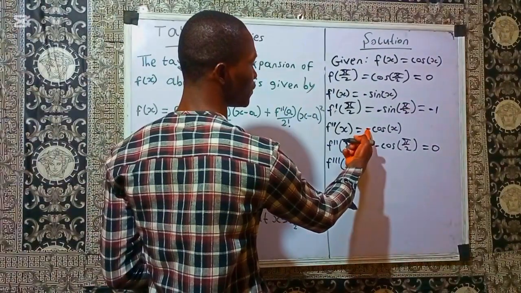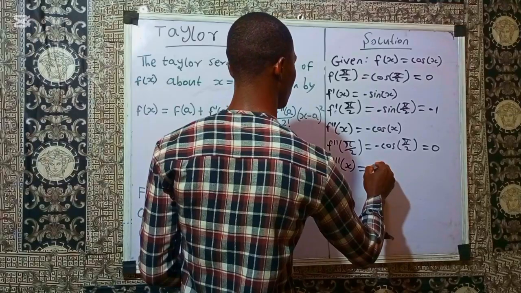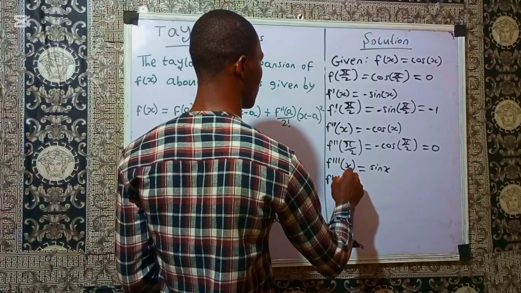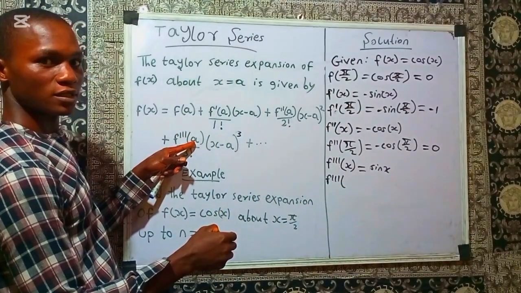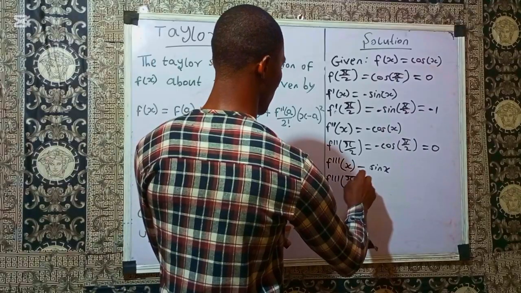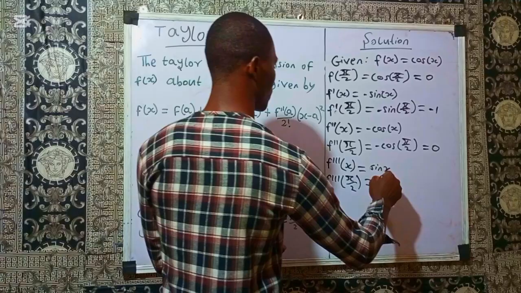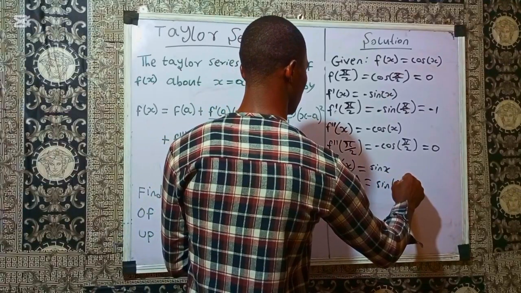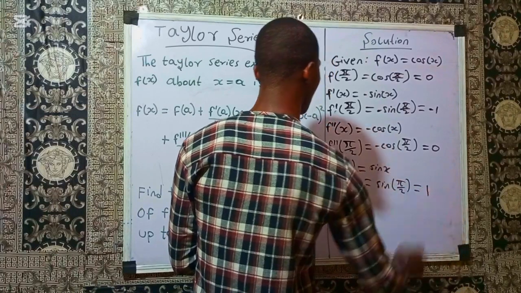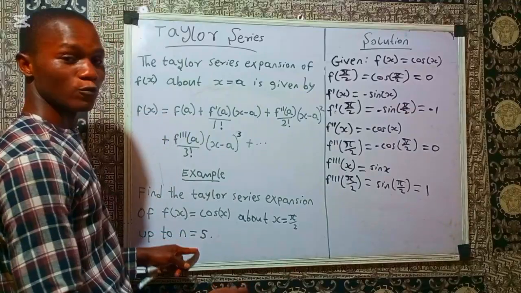But since we have negative here, negative, negative, positive, so it will be positive sine x. Then you now do f prime prime prime at a. That's this one at a, and our a is what? Pi over 2 for this question. So you now put pi over 2 here. You now have sine pi over 2. Sine pi over 2 is 1. That's sine 90. Then they say up to n equals 5, right?